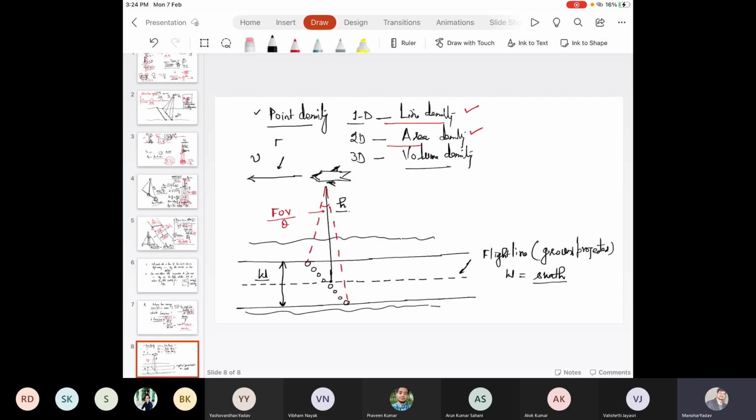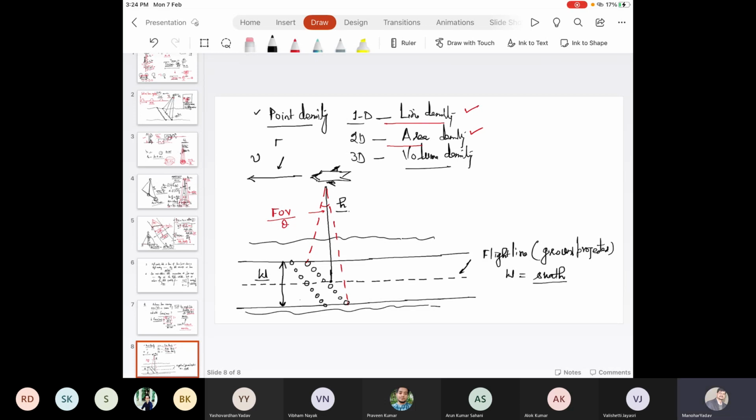Okay, and these laser footprints are the target points where the laser pulses are hitting the ground. Similarly, you have the next line when the platform progresses in the forward direction.